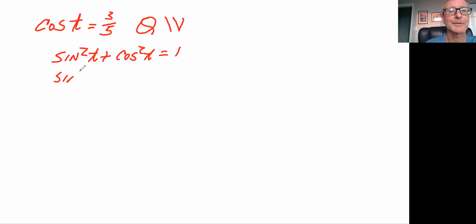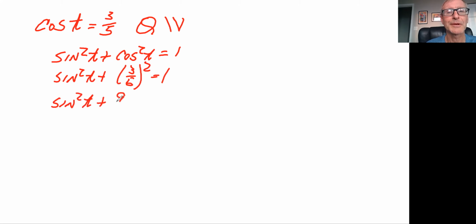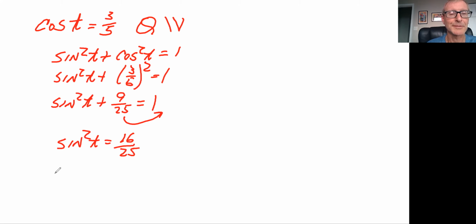So we know sine squared of t, and then we plug in 3/5 here and square it, equals 1. So sine squared of t plus 9/25 equals 1. And so you bring that to the other side and you get sine squared of t equals 16/25. Then you take the square root of both sides. Remember, when you take the square root, you do plus or minus. So this would be plus or minus 4/5.